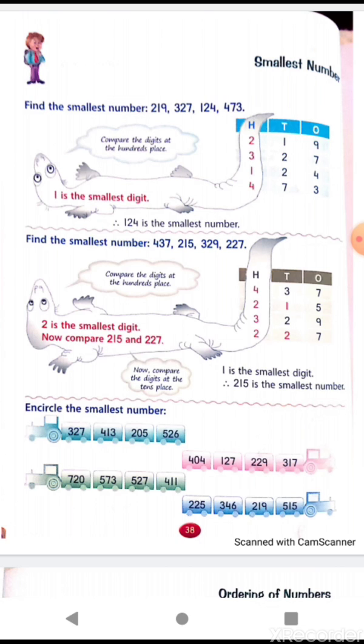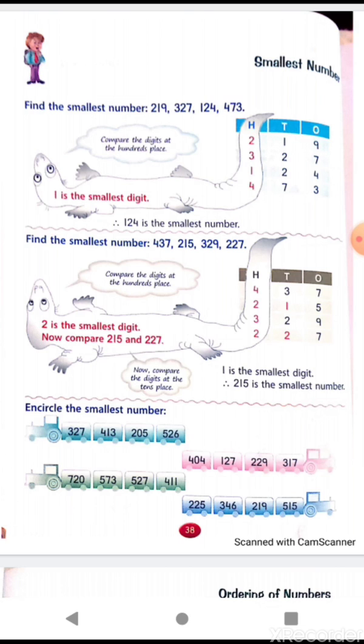Now next is 720, 573, 527 and 411. So in 573, 527, the digit at hundreds place is 5, but 5 is greater than 4, so therefore 411 is the smallest number. And in 225, 346, 219, 515, the digits at hundreds places are 2, 3, 2 and 5 respectively. So 2 is obviously smaller than 3 and 5. So 346 and 515 cannot be the smallest number. So we are left with 225 and 219.